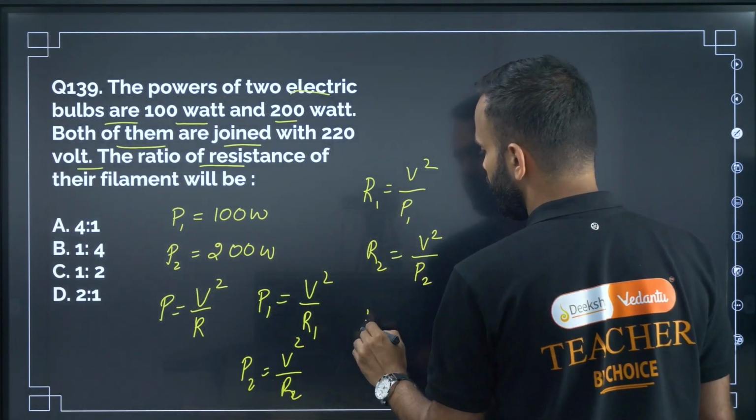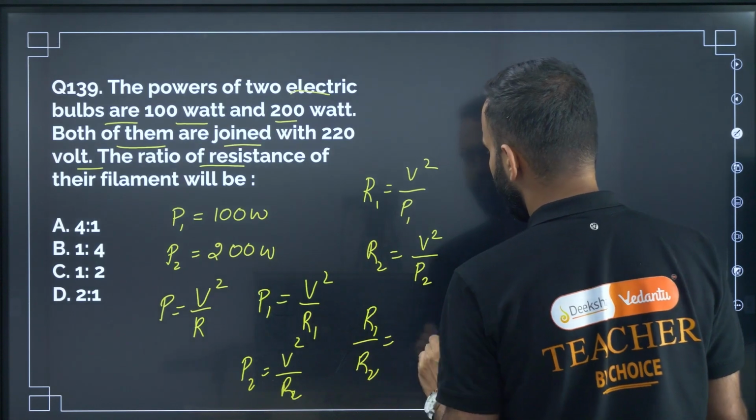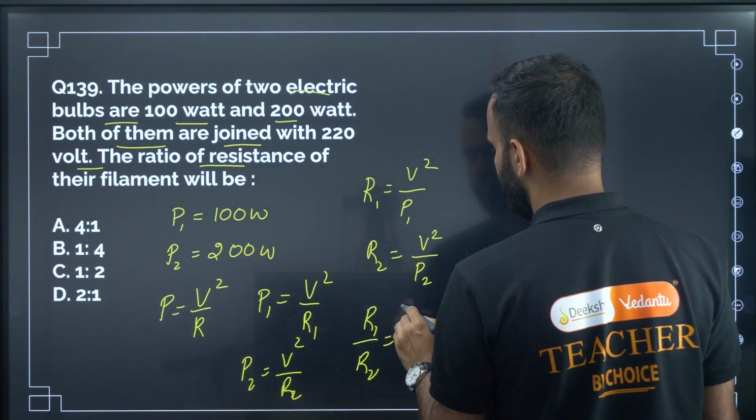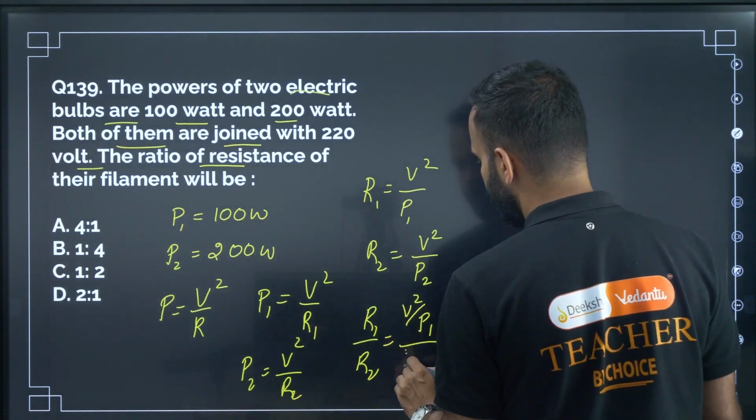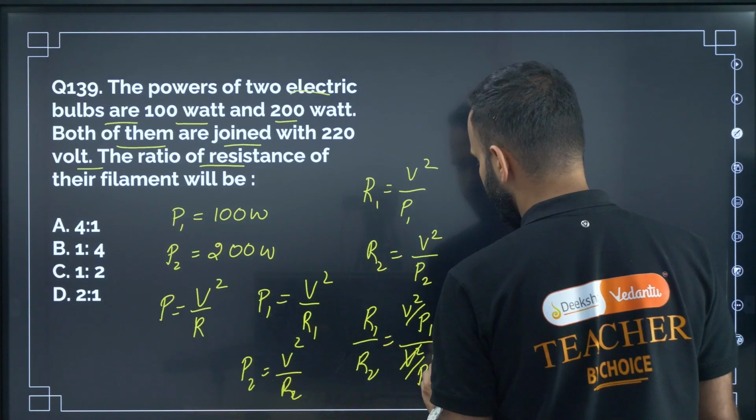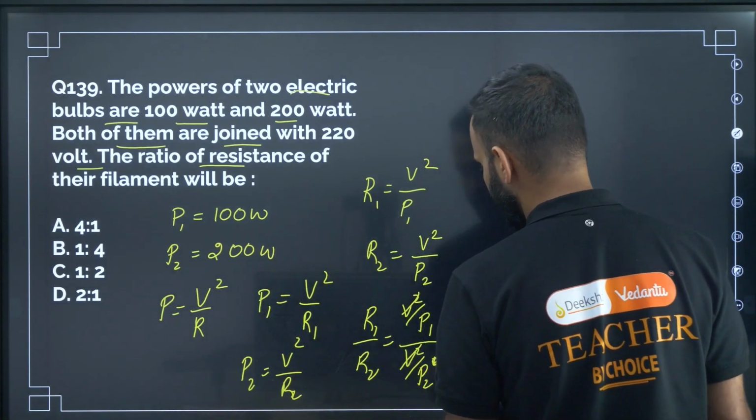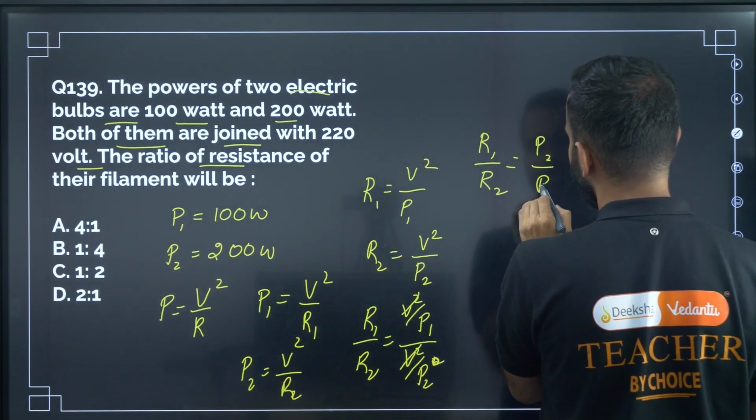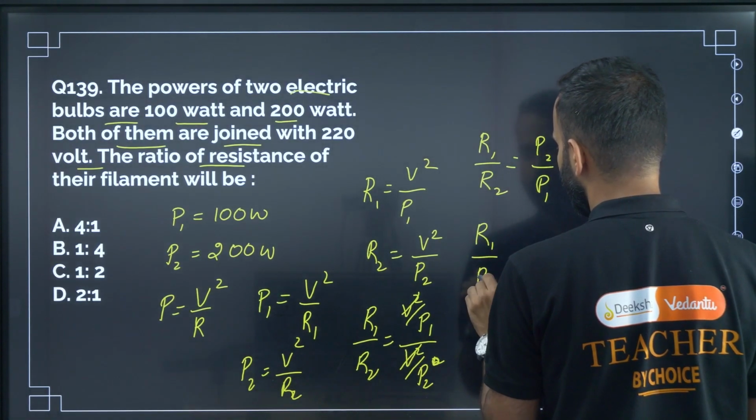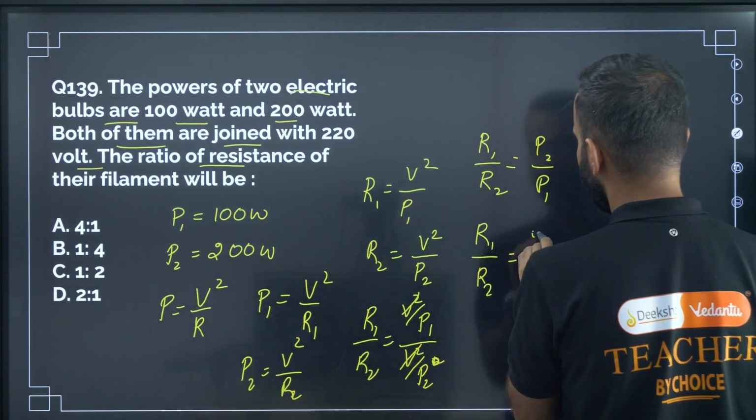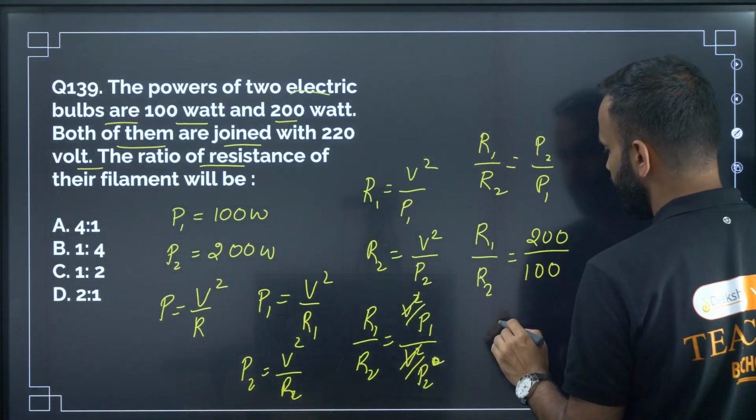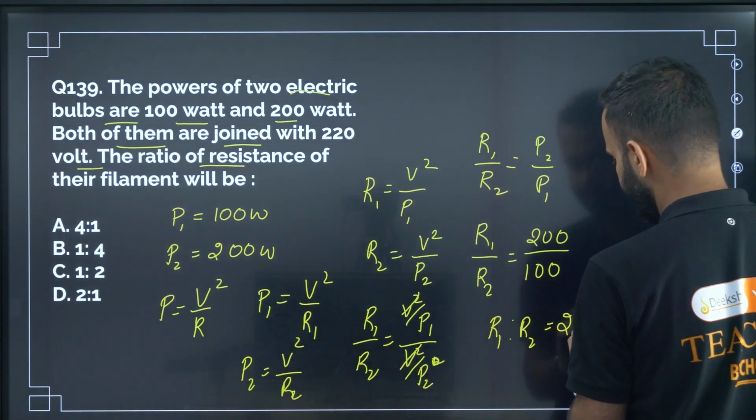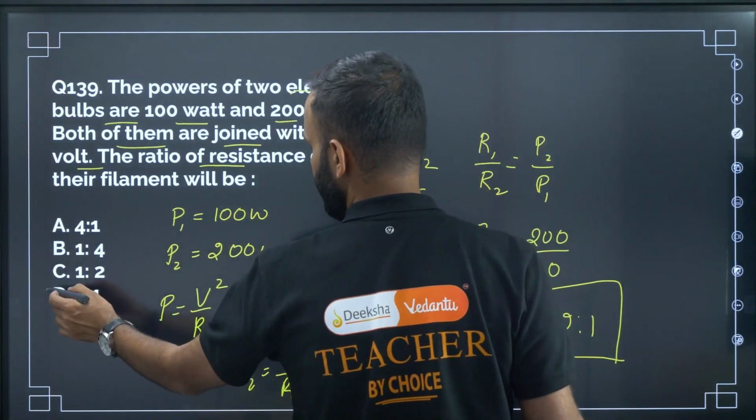So now take the ratio of R1 and R2. R1 by R2 is equal to, here V square will get cancelled, right? So R1 is V square by P1, R2 is V square by P2. So V square will get cancelled, and R1 by R2 is equal to P2 by P1. P2 is 200 watt divided by P1 which is 100 watt. So now the ratio R1 is to R2 is equal to 2:1. So the correct option is D.